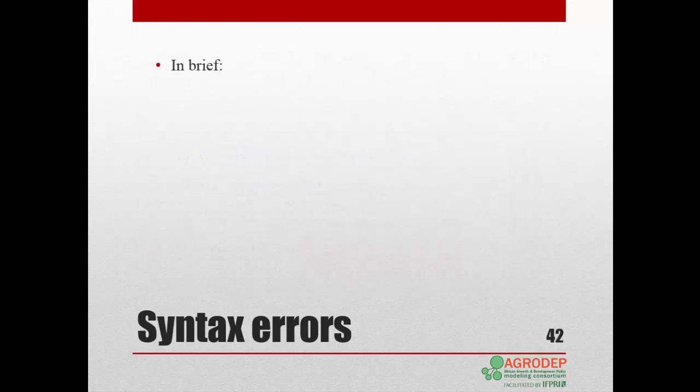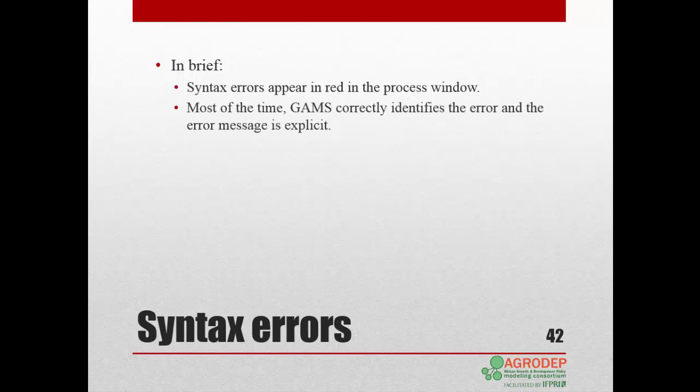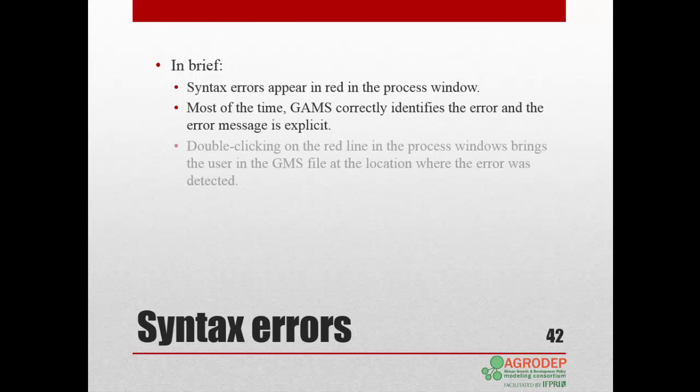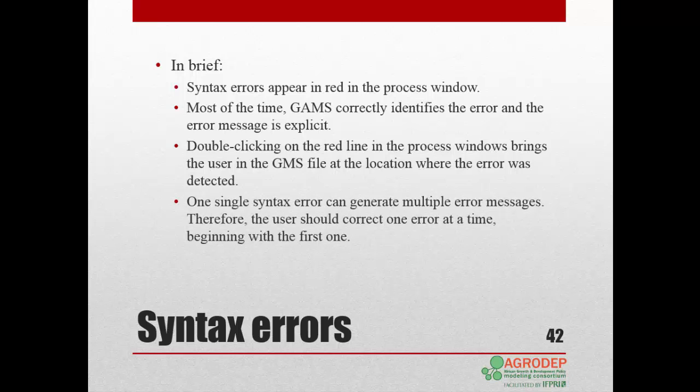In summary, syntax errors appear in red in the process window. Most of the time, GAMS correctly identifies the error and the error message is explicit. Double-clicking on the red line in the process window brings the user to the GAMS file at the location where the error was detected. One single syntax error can generate multiple error messages. Therefore, the user should correct one error at a time, beginning with the first one.